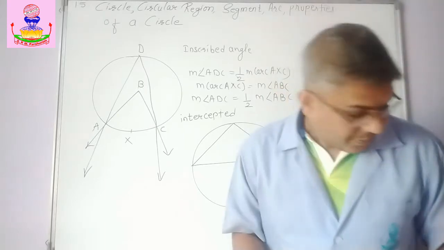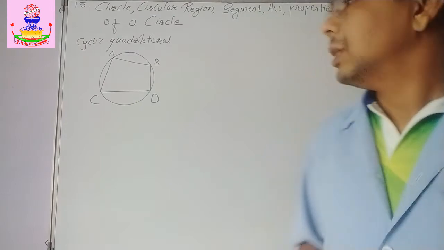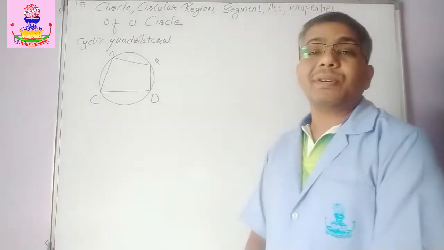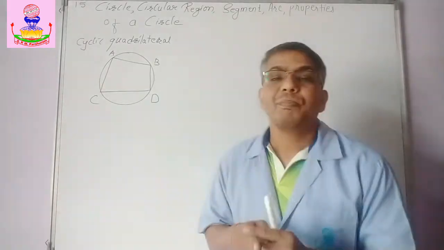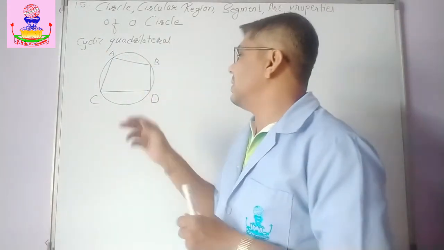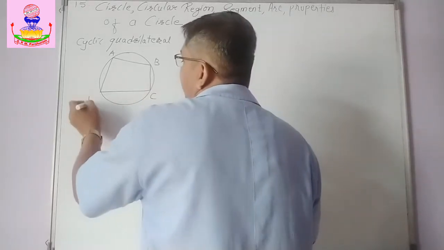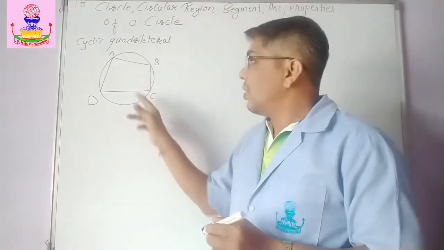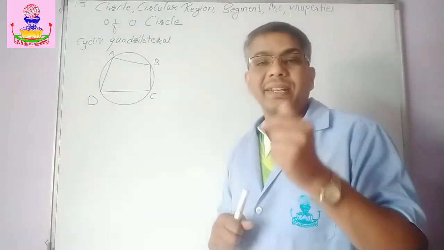Now, the next part, cyclic quadrilateral. So what is a cyclic quadrilateral? A quadrilateral whose all vertices are on the circle is called a cyclic quadrilateral. For example here, A, B, C, D. It should be like this, A, B, C, D. So quadrilateral ABCD, in this all these vertices are on the circle. Hence it is a cyclic quadrilateral.